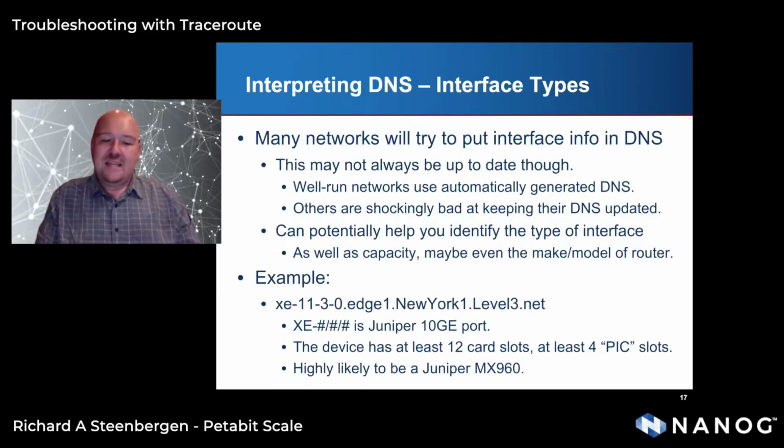So when you see XE-, you know that that's a Juniper 10 gig port. So you know by the slot naming that it has at least 12 slots, and there's at least 4 PIC slots for this to be a 10 gig on. So it's highly likely this is a Juniper MX960. It could be some other device. There's been a lot of different permutations of this out there since then, but it gives you an idea of what kind of device you're looking at. And if you start to look at the other side of the /30, things like that, or /31, you'll be able to figure out more details.